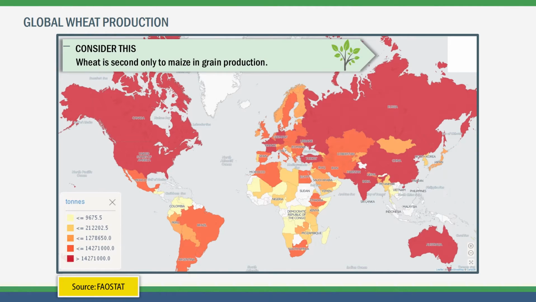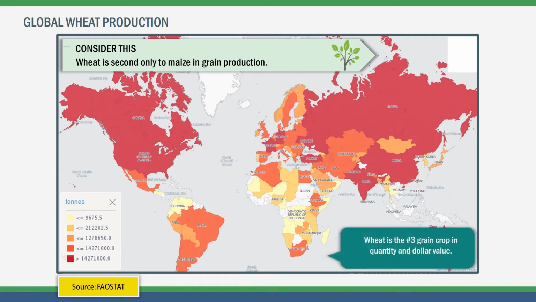In terms of global grain production, wheat is second only to maize or corn. Global wheat production has traditionally been considerably less than global maize production. In 2012, it barely reached 672 million metric tons. Yet its worldwide production value has exceeded maize production, reaching over $79 billion last year. In the United States, wheat represents the number 3 grain crop produced behind maize and soybeans, both in terms of quantity and in terms of dollar value.